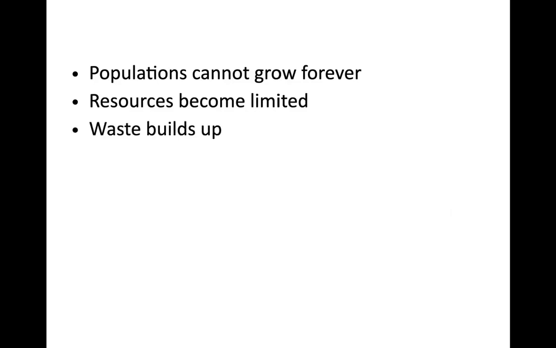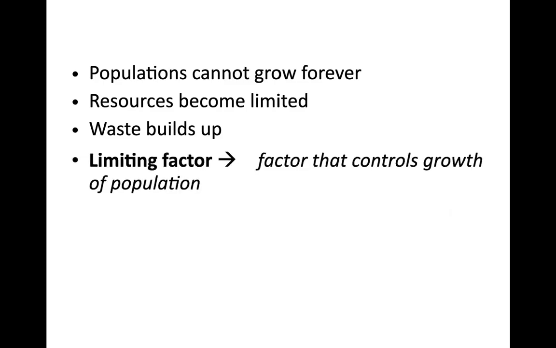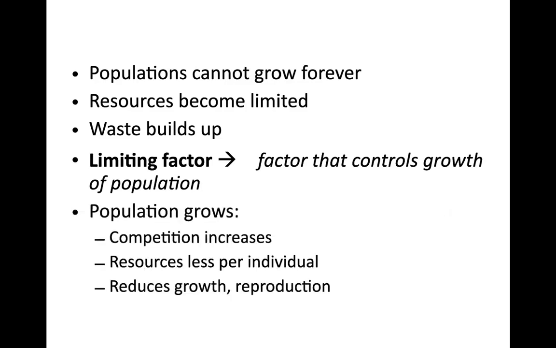You also have the buildup of wastes. If you think about just the human population, we produce waste, not just biologically, but also garbage. Where does our garbage go? So we have something called a limiting factor. These are factors that control population growth. As a population grows, you have increased competition and fewer resources per individual, and this reduces both growth and reproduction.